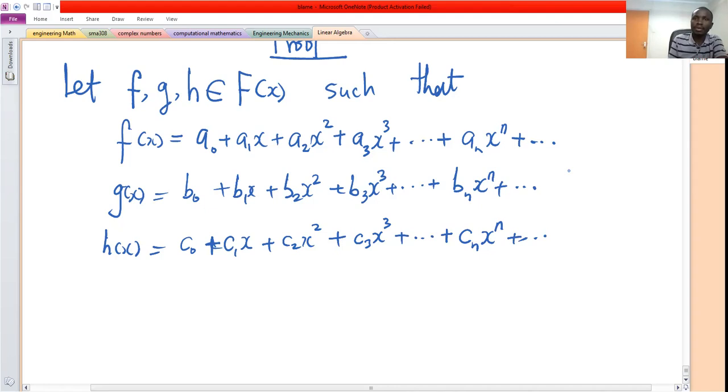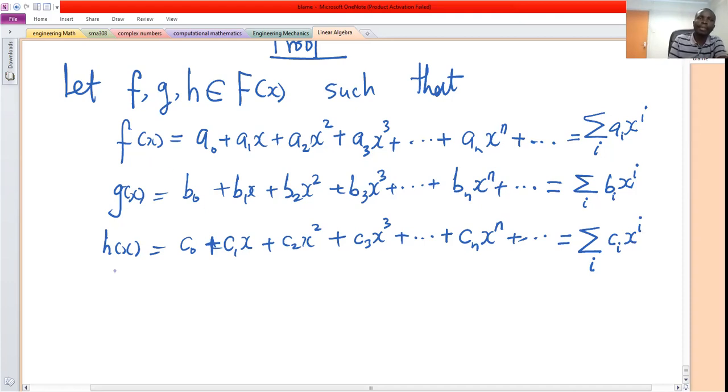Because there's a pattern here, we can write this in condensed form as the summation of ai x power i, with i running from 0 to infinity. This one we can write as summation of bi x power i, and this one as summation of ci x power i. This is just the short form of writing these polynomials f, g, and h.